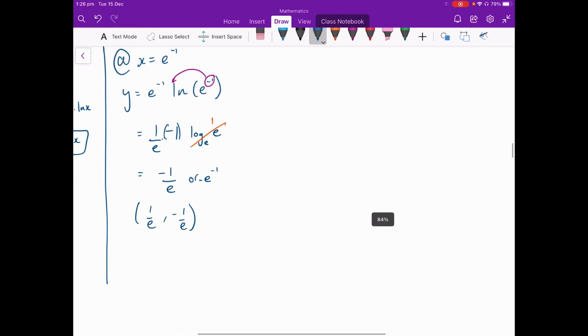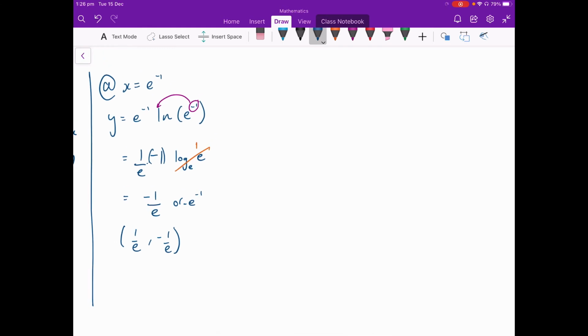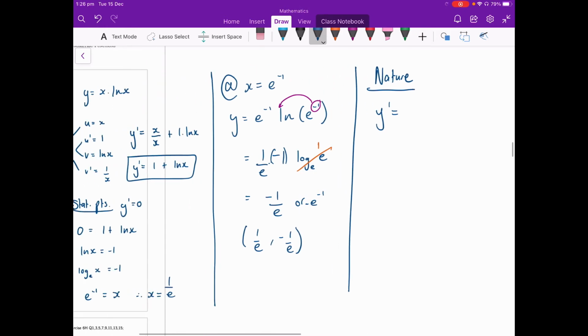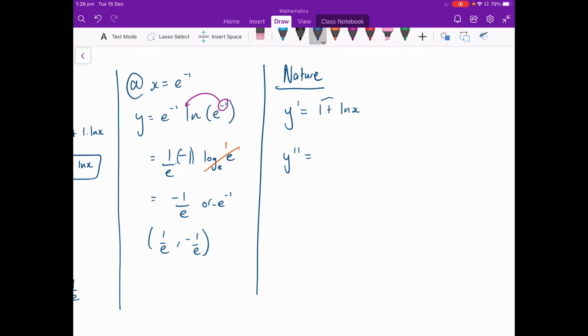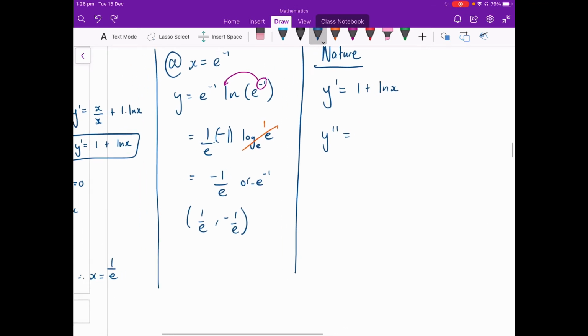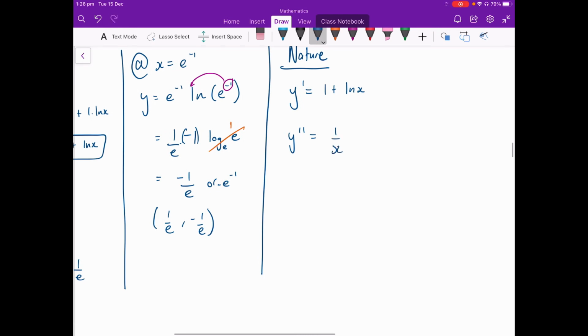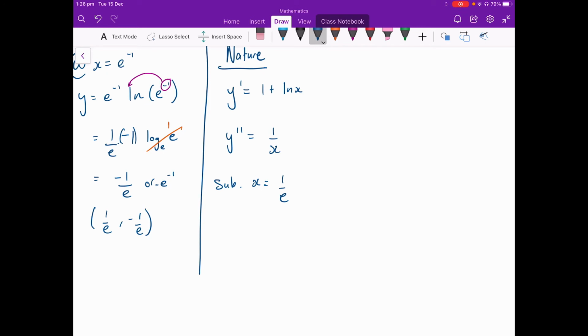Now let's determine the nature. For determining the nature, I can look at the second derivative. Remember y dash was 1 plus ln x. So the second derivative here is actually quite easy because the constant will become 0. So here I'm just going to get 1 on x. Now I'm going to substitute our x value of 1 on e into this equation, and then look to see if it's positive or negative.